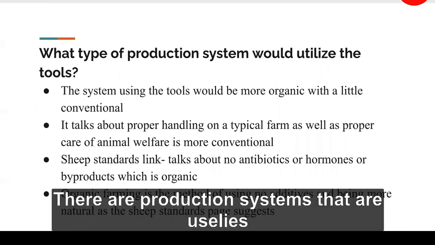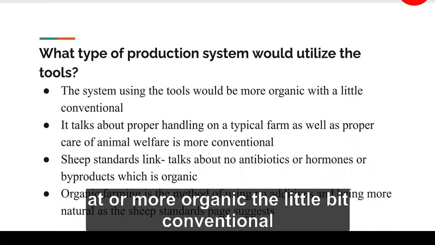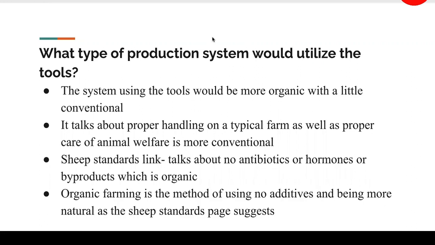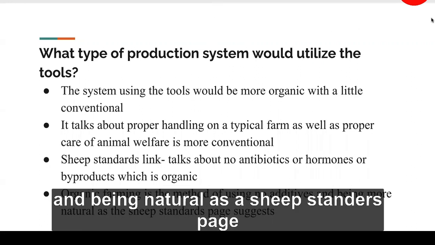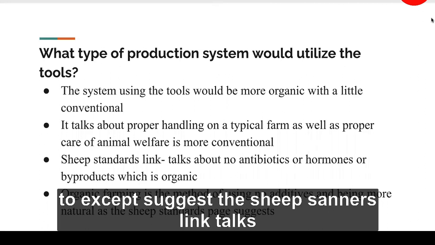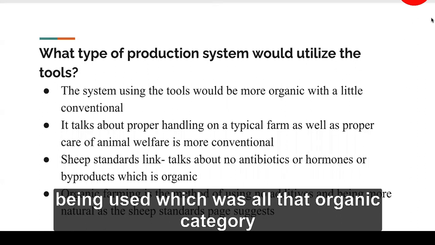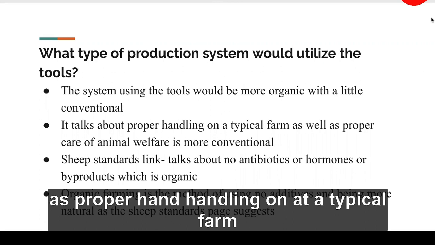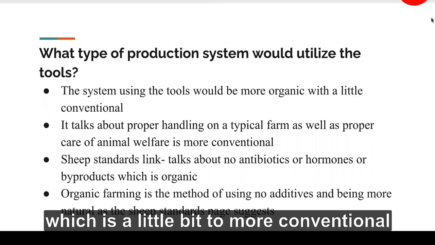There are different production systems that utilize these tools. The systems that we are looking at are more organic, with a little bit conventional. The organic farming method is using no additives and being natural, as the sheep standards page suggests. The sheep standards link talks about how no additives, hormones, or byproducts are being used, which falls under that organic category. It talks about proper handling on a typical farm, as well as proper care of animal welfare, which is a little bit more conventional.